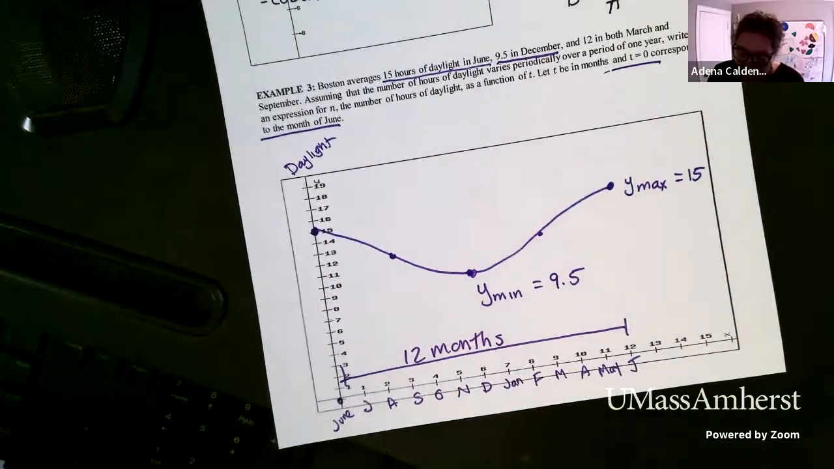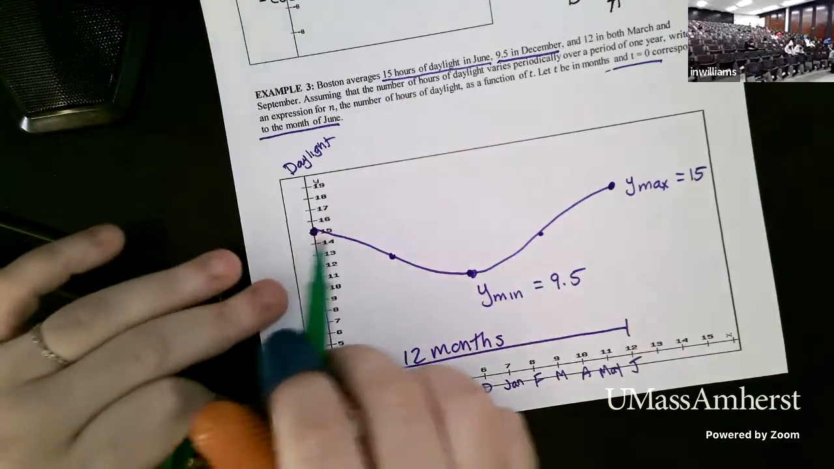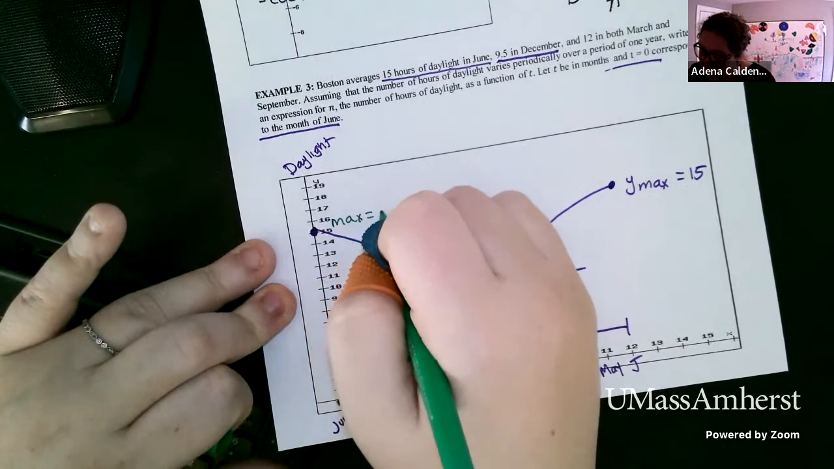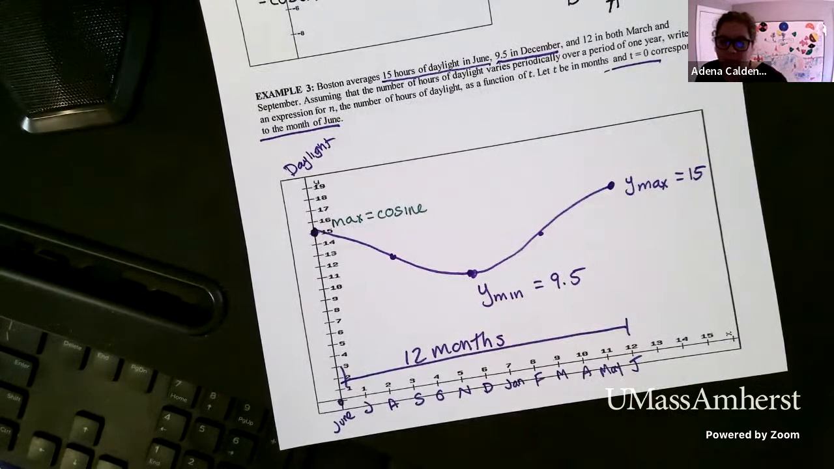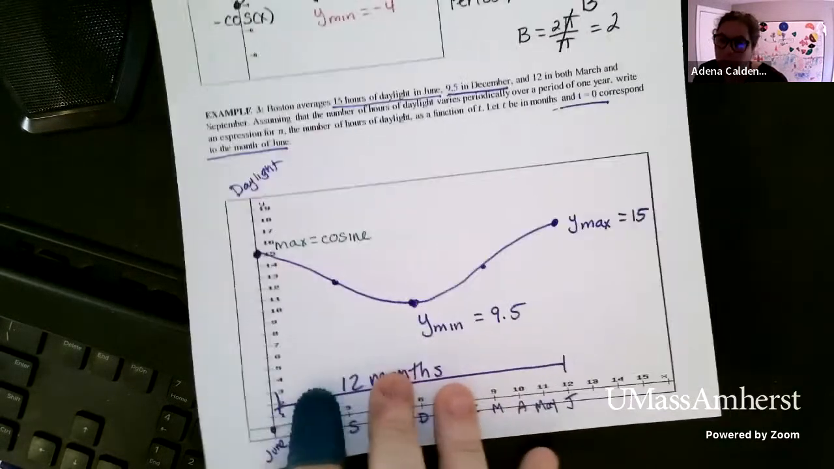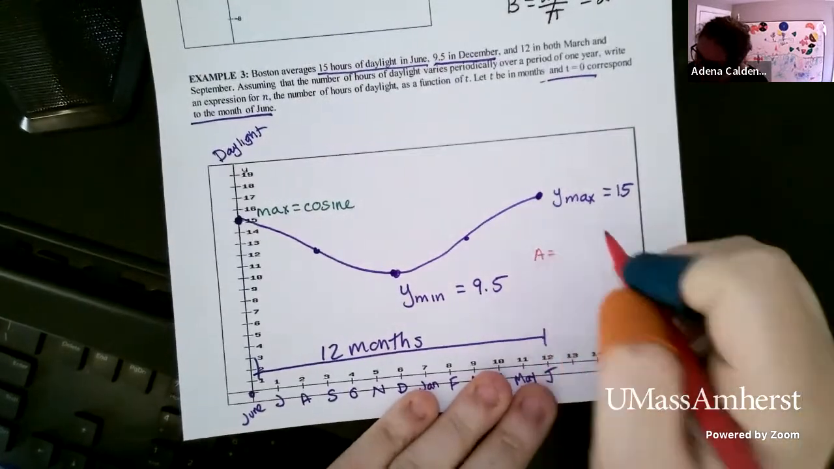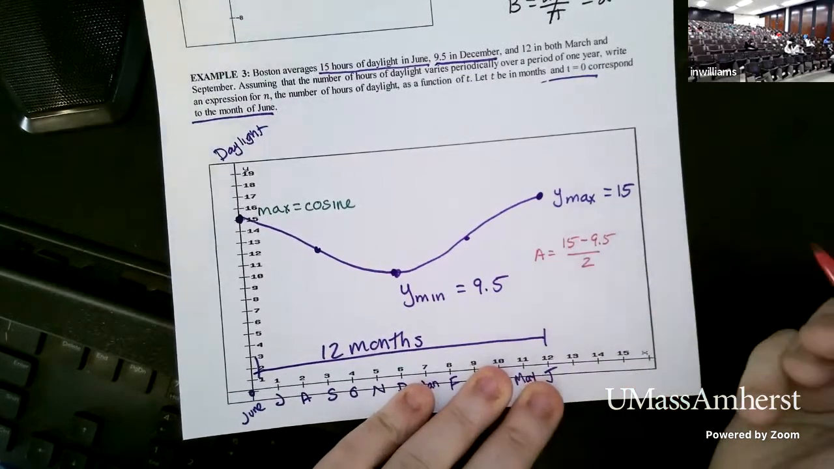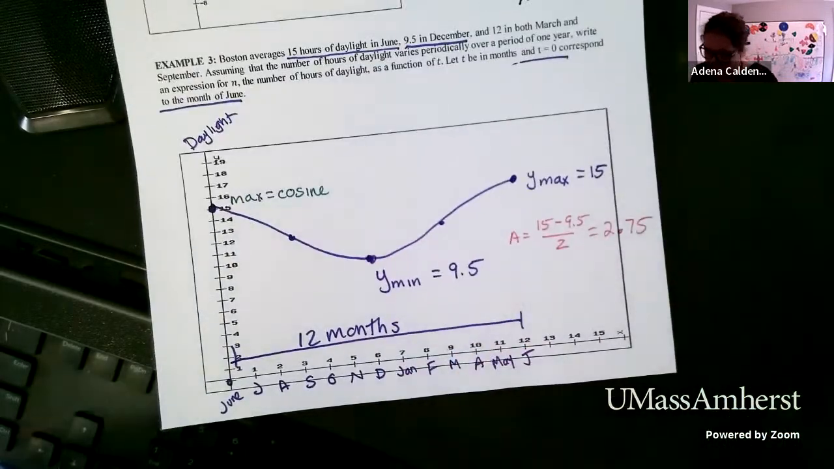And then the picture helps me understand whether it's sine or cosine. So what I notice here is that I'm starting at the maximum and then I'm coming down. So if I start at a max, I'm thinking cosine. Okay. So now I can start to put these things together using the formulas that I have. So my amplitude, I know it's going to be my max minus my min divided by 2. So that's going to give me 2.75.